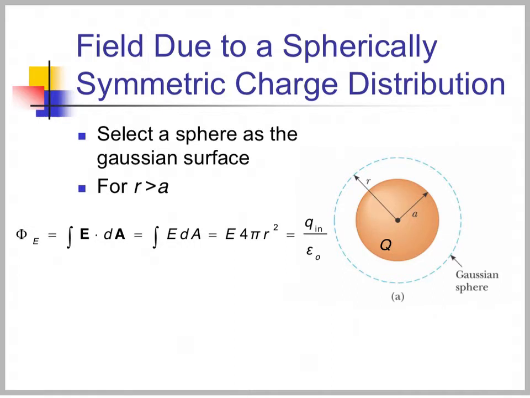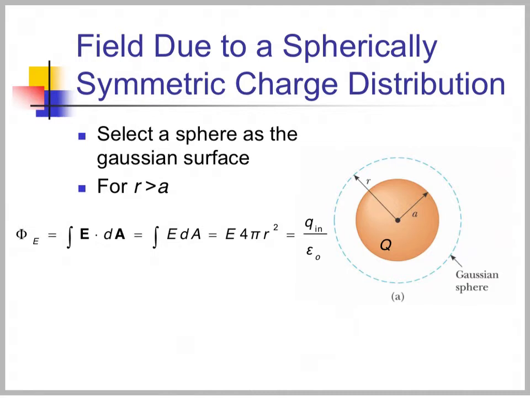Now, this charge is spherically symmetric, so no matter which way I rotate it, the electric field can't change. That means the electric field has to only depend on the distance away from the center. So at a certain distance r away, E has to point radially outward, and it has to be constant. So E dot dA becomes E dA. E comes out of the integral again, and we're just integrating dA, so it's E times 4 pi r squared.